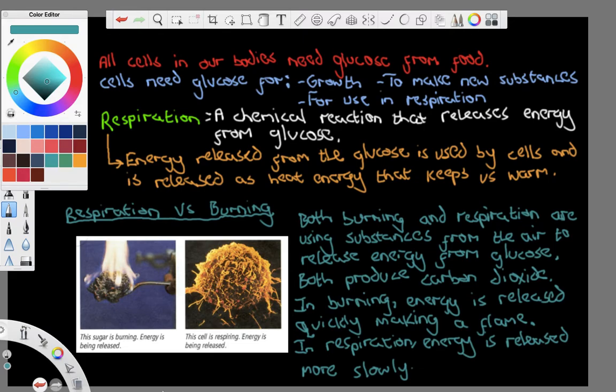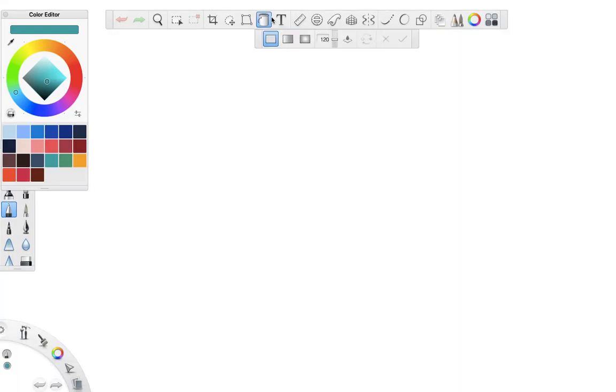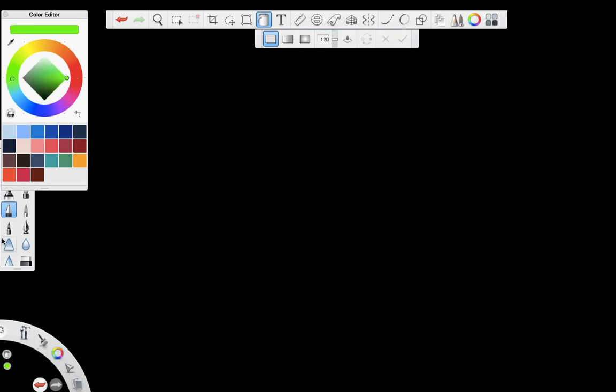So, let's refresh our screen. Let's send it back to black. And we're going to start this slide with a key word. The key term or key word we're going to use is aerobic respiration.